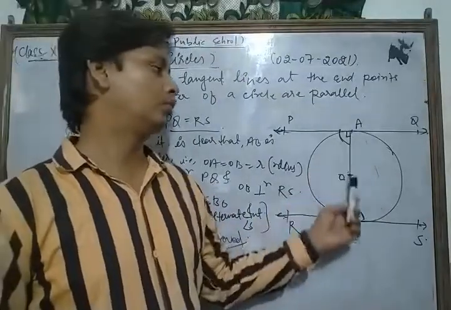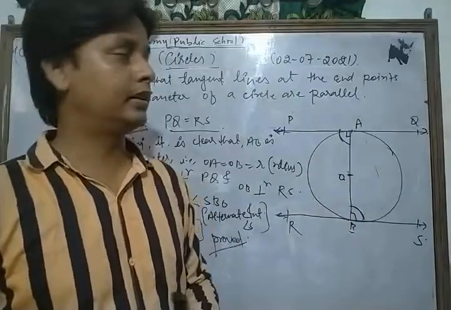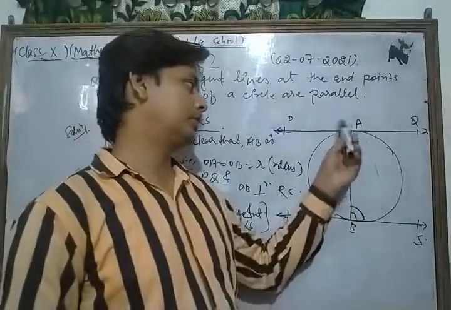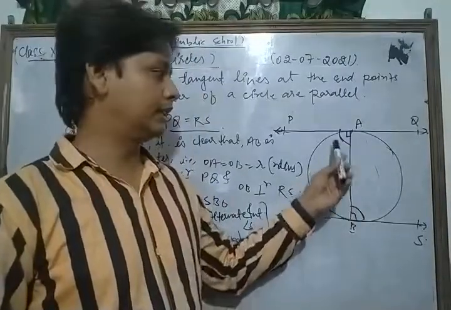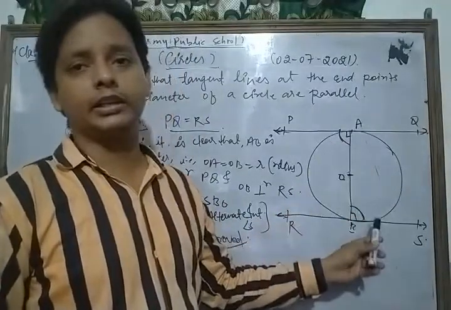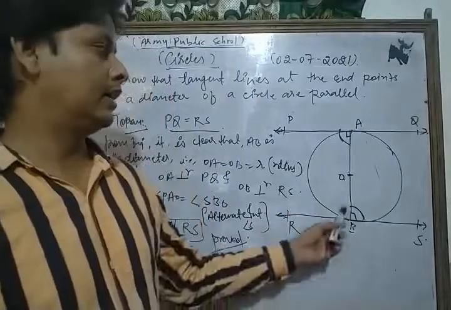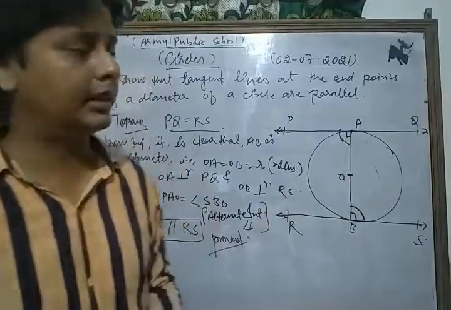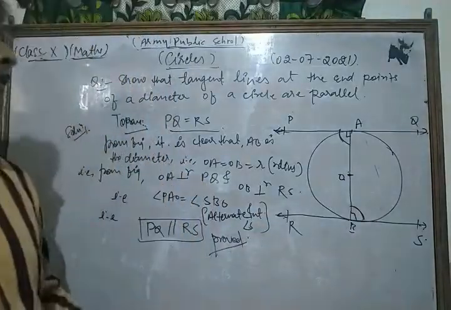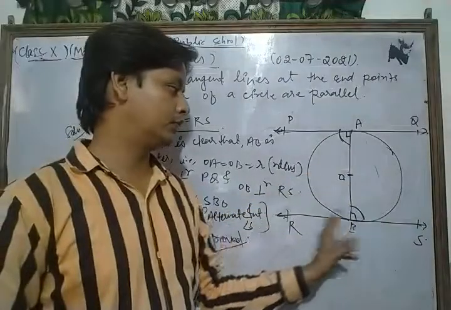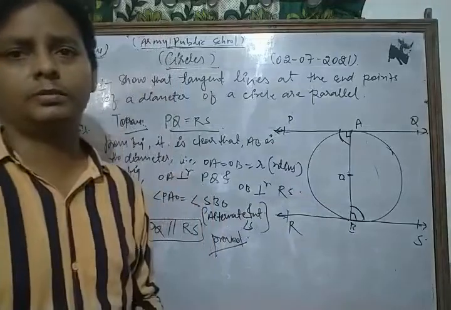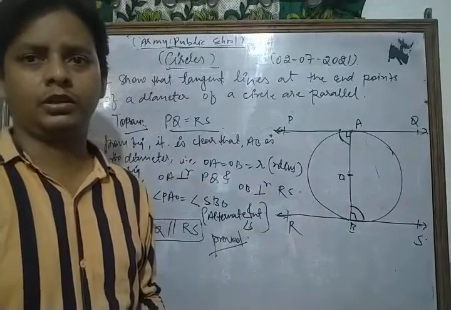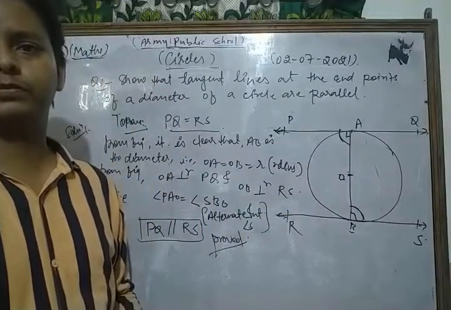So OA and OB are the radii of the circle, and we know by the theorem that OA is perpendicular to PQ, this is 90, and this is also equal to 90. So we take these two angles, which are alternate interior angles, and take BA as a transversal. In that condition, we can say that PQ is parallel to RS. So this is the concept of this question.